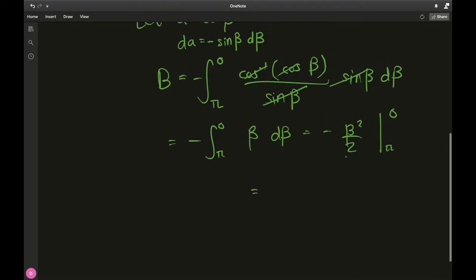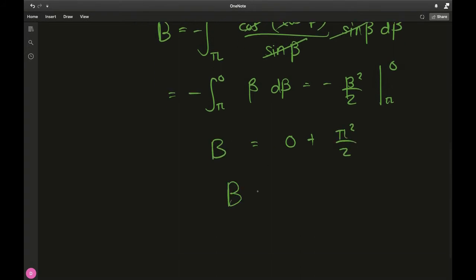So when you plug in 0, you'll have 0 minus, and this minus will make a plus, and when you plug in pi, you'll have pi squared over 2. So B, the Bessel problem integral, is pi squared over 2.